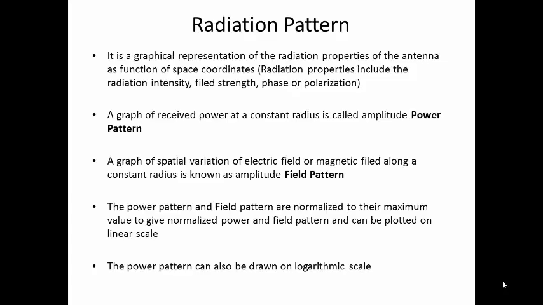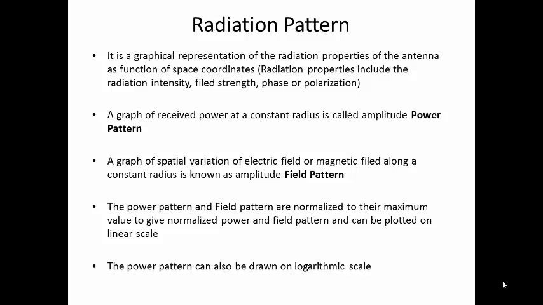So starting with the radiation pattern, it is a graphical representation of radiation properties which includes radiation intensity, field strength, phase or polarization. So basically you can say that radiation pattern represents the properties of an antenna in space coordinates. Your radiation pattern can be plotted in two types. One is known as power pattern, another is field pattern.